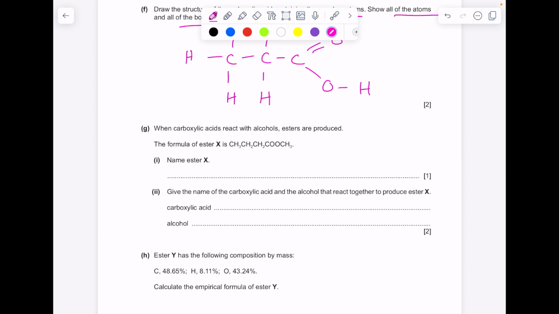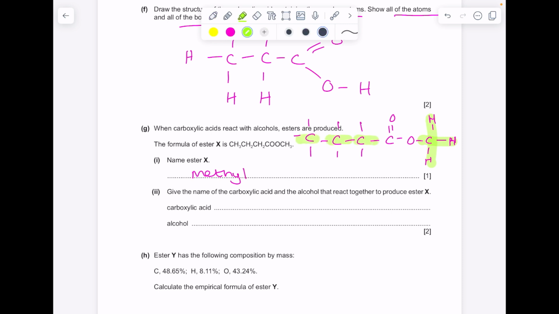When carboxylic acids react with alcohols, esters are produced. The formula of an ester is shown. Name ester X. You might find this most straightforward if you actually draw it out. So that's the 2 ends of the ester. Remember, this end comes from the alcohol. There's only 1 carbon, so it's just methyl. And then the second part of the ester's name comes from the carboxylic end. There's 4, so it's butanoate. Methyl butanoate.